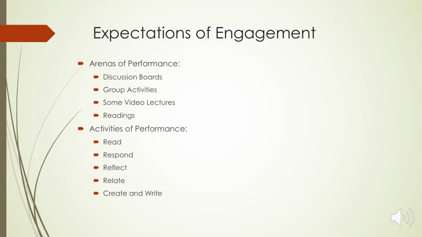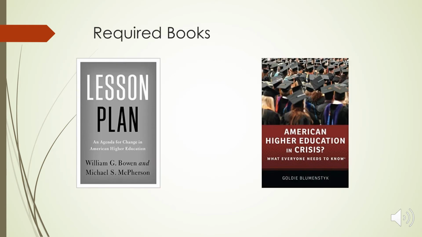You're reflecting upon those readings and discussions and responses, relating to it, and then finally, creating and writing some of your own products for others to appreciate, review, and respond to. The required texts are two. Goldie Blumenstick's American Higher Education in Crisis is a good introductory overview of all the multitudinous issues that are facing higher ed. And Lesson Plan by William Bowen and Michael McPherson is a more classic textbook type approach to the issues, but with some very learned assessments and recommendations that are, I believe, doable, although not so easily doable, but feasible ultimately for higher ed.